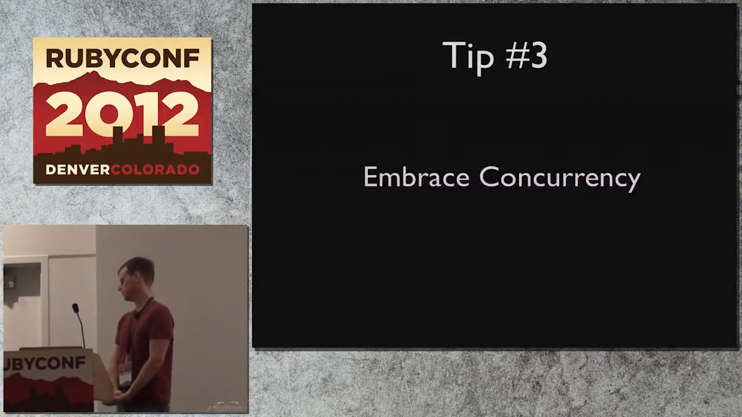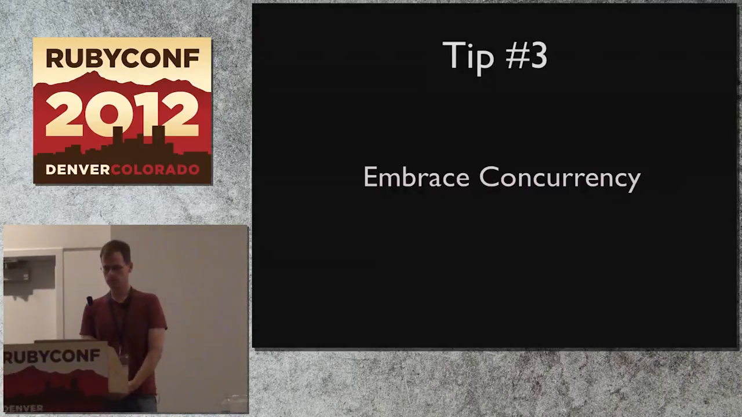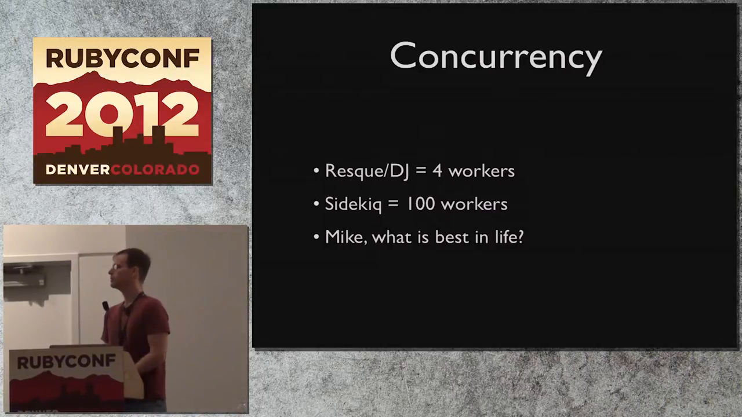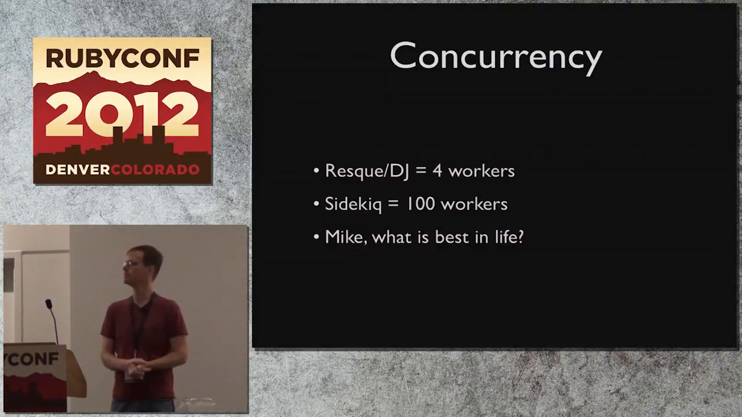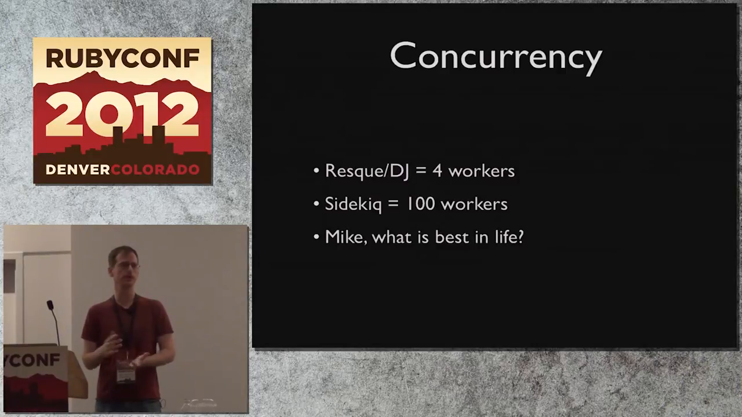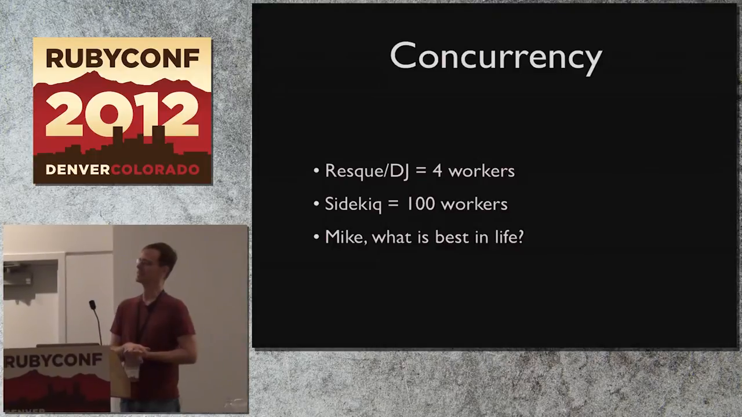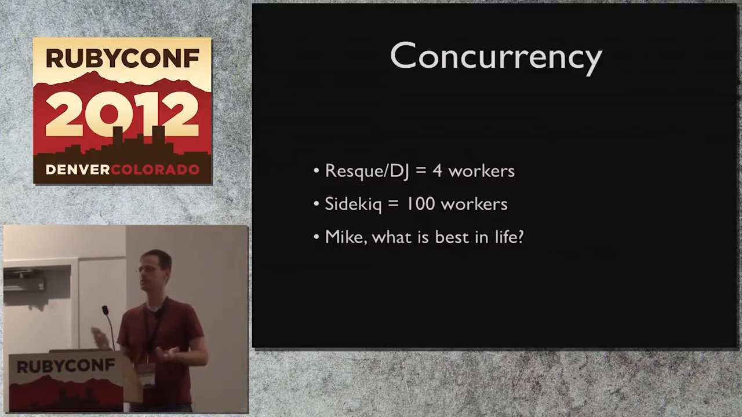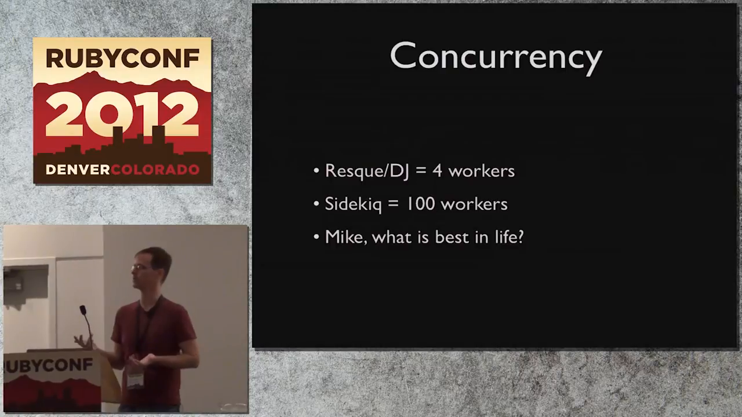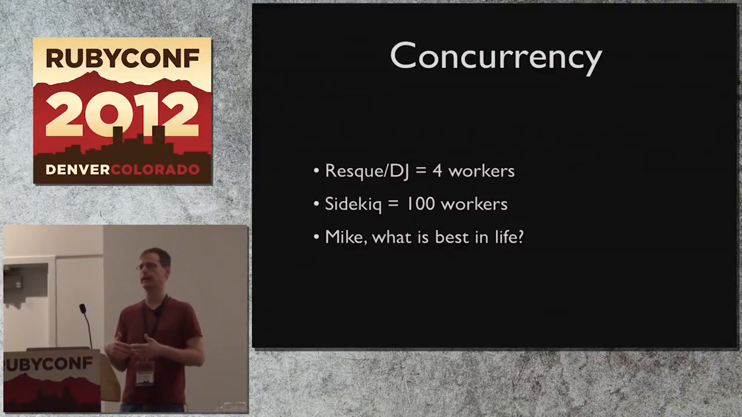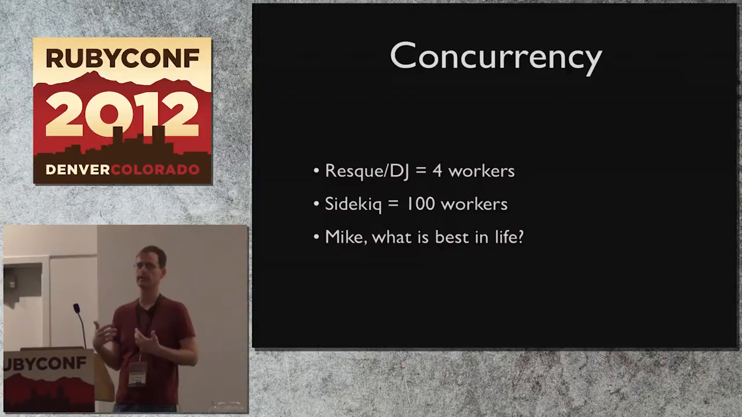So tip number three, embrace concurrency. The standard for Ruby, until recently, I think, has been the single-threaded model. I've been trying for the last couple of years to get people to embrace threads. I know the JRuby guys have been trying to get people to embrace threads. The Rubinius people, it seems like everyone but MRI is trying to get people to embrace threads. And so people who have been using Resque and Delayed Job, which are pretty much the standards for asynchronous processing these days, it's common to have a handful, maybe a dozen workers, and that's not terribly concurrent. So concurrency is not something you really need to think about too much. You're not gonna crush your database by having 10 extra processes, 10 extra connections hitting it.